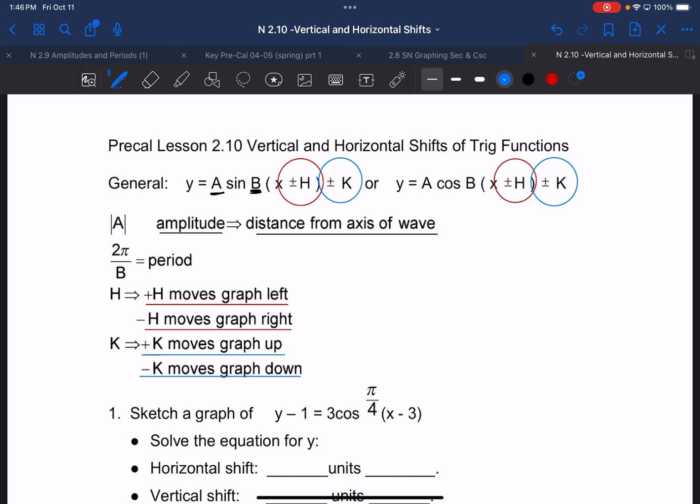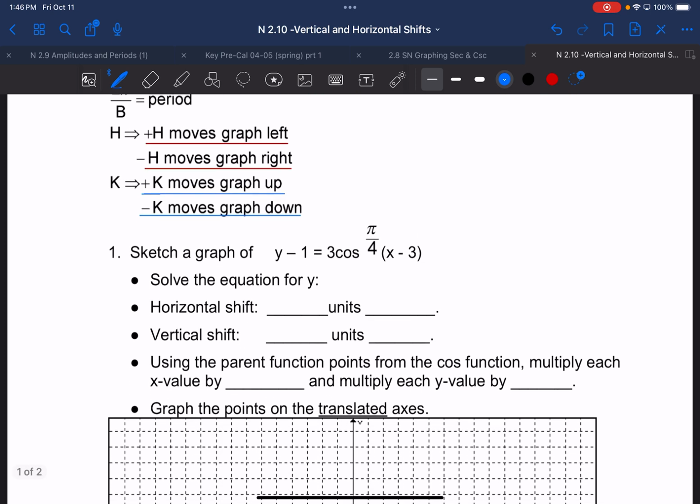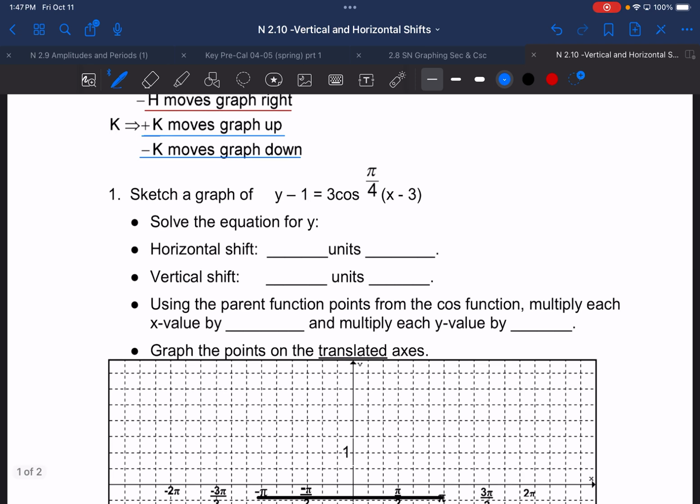Okay, so let's take a look at this first equation and apply those changes. So it says to sketch the graph, y minus 1 equals 3 cosine of pi fourths times x minus 3. And they give us some bullet points on what we need to be doing here. It says first, solve the equation for y. So if I'm going to graph something, y has to be by itself. And currently it is not by itself. So how could I fix that? Plus 1. Okay, so I'm going to add 1 to both sides.